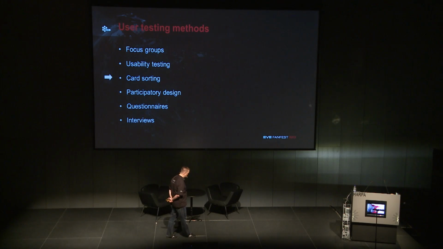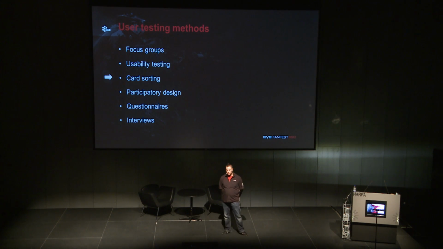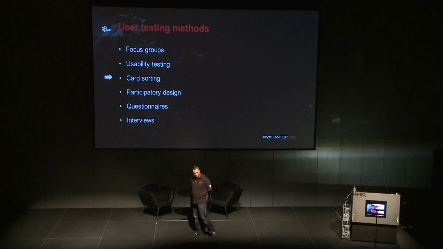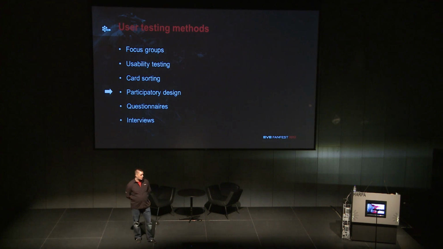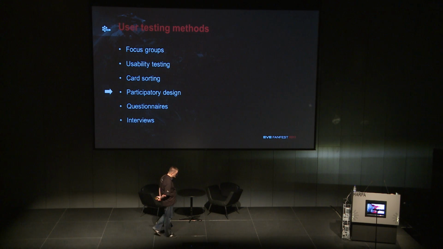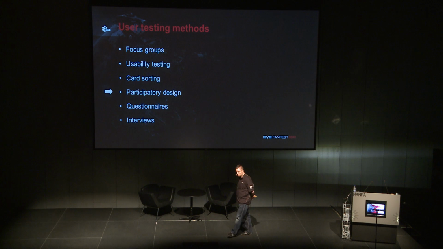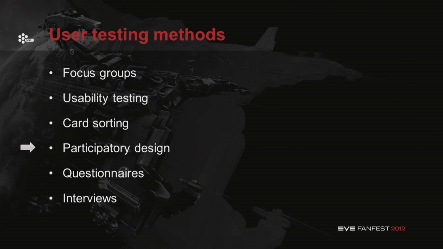And card sorting can be valuable when we're doing new things that have to do with information architecture, like menu systems and new categories of some sort. And then participatory design, which is a really interesting concept. It's where users and designers come together to figure out a design together. And we're actually going to have a session on this today in a user experience roundtable at 6 o'clock, where you guys can actually sit down and do game design with us. So that's going to be interesting.